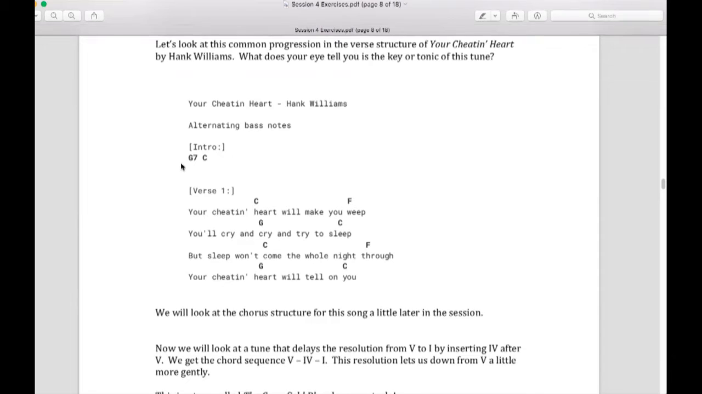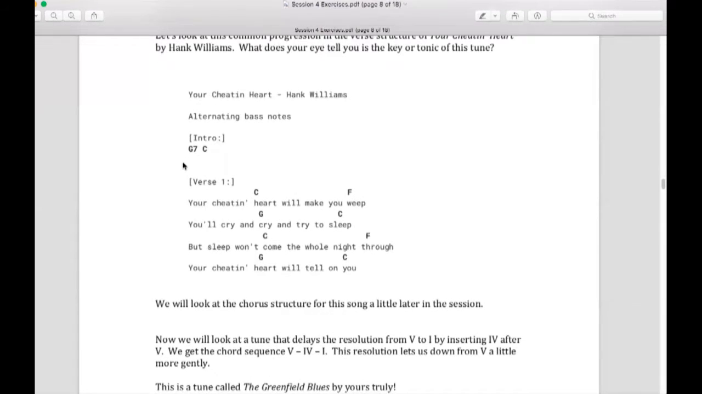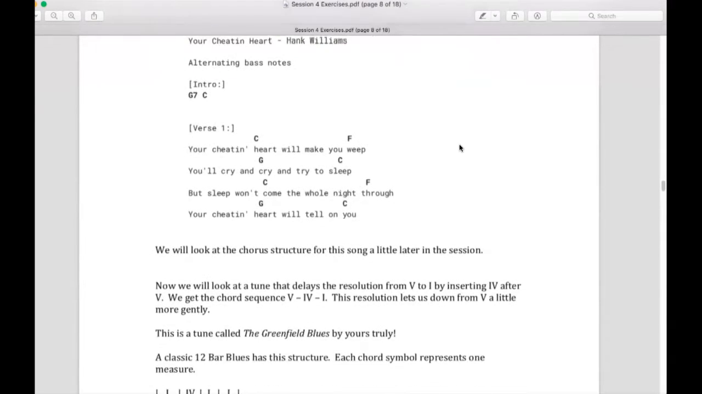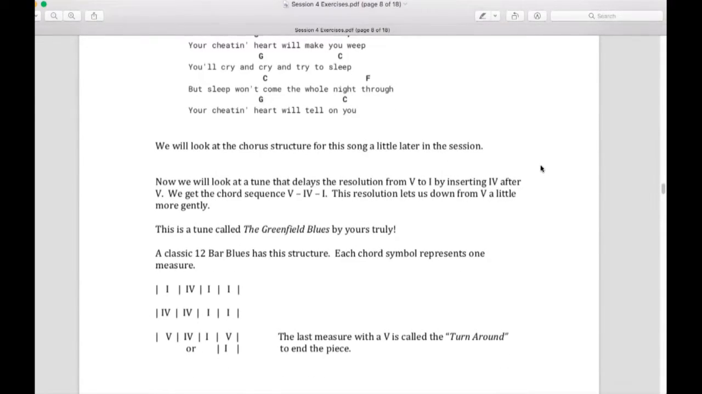And that's the whole idea, is that the composer is trying to tweak your emotions with these chord changes and with the lyrics, and match them up so that they come at important places. So you save your dominant chord for the important word. Cry and cry, your cheating heart will tell on you. Right. Yeah, it's working. Yeah, absolutely. All right. And that's the art of songwriting. It really is. All right, so we'll look at, like I said, the chorus a little bit later.